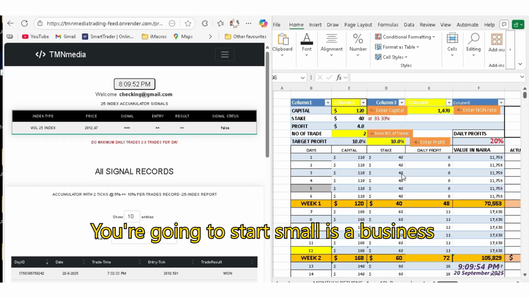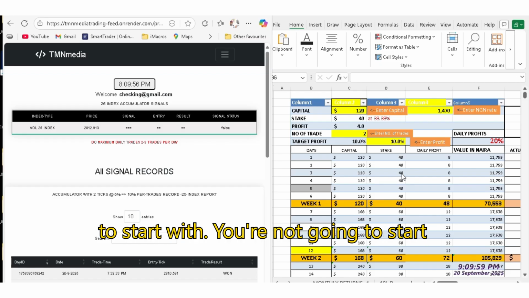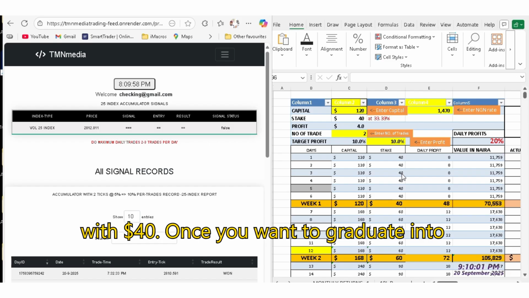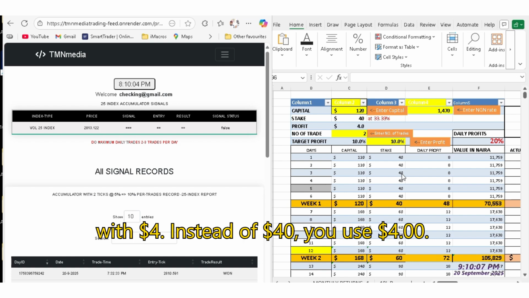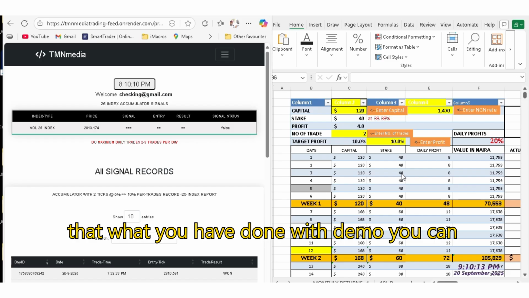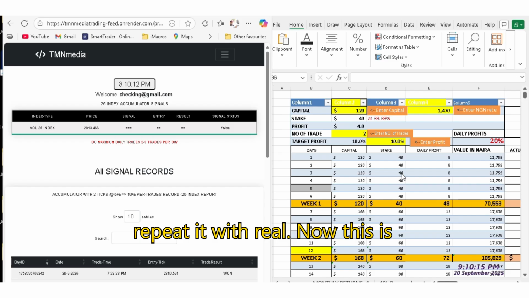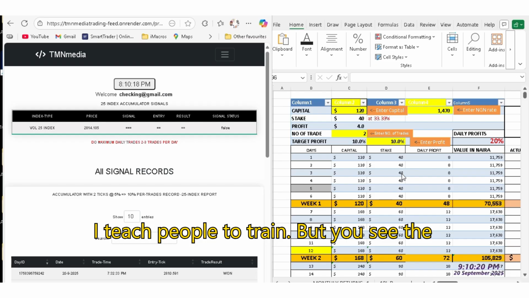You're going to start small. It's a business mindset. Let's say you have $40 you want to start with. You're not going to start with $40. Once you want to graduate into the real, you're going to start first with $4. Instead of $40, you use $4. You start, do it for 1 week, and ensure that what you have done with demo, you can repeat it with real. Now, this has always been the way I train, and I teach people to trade.